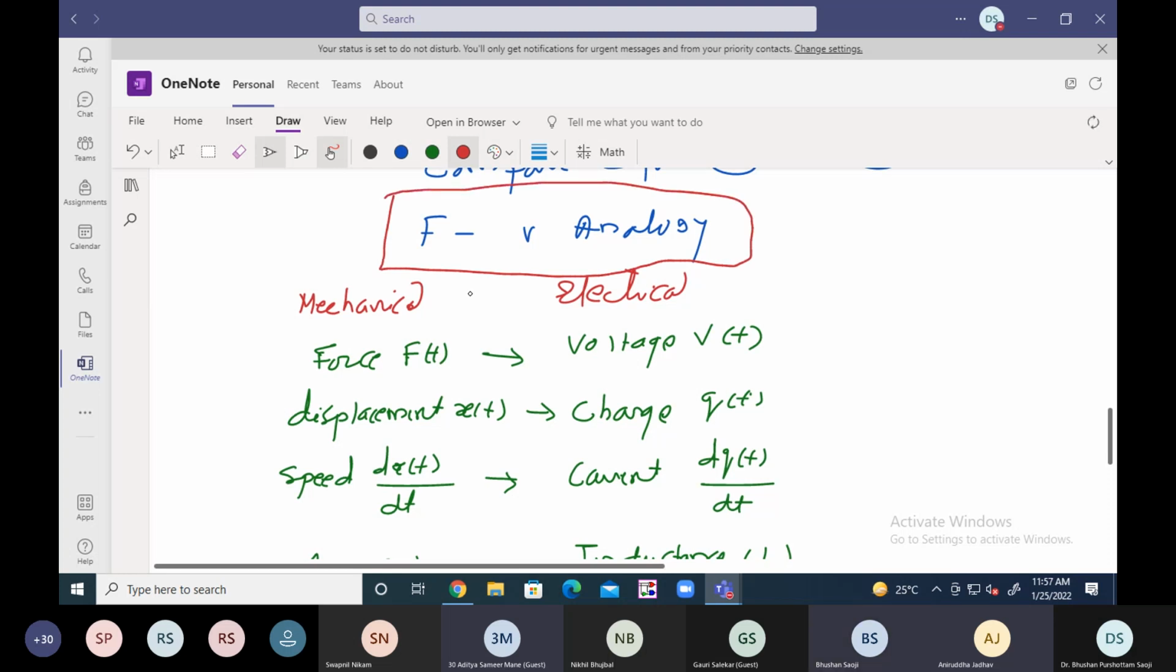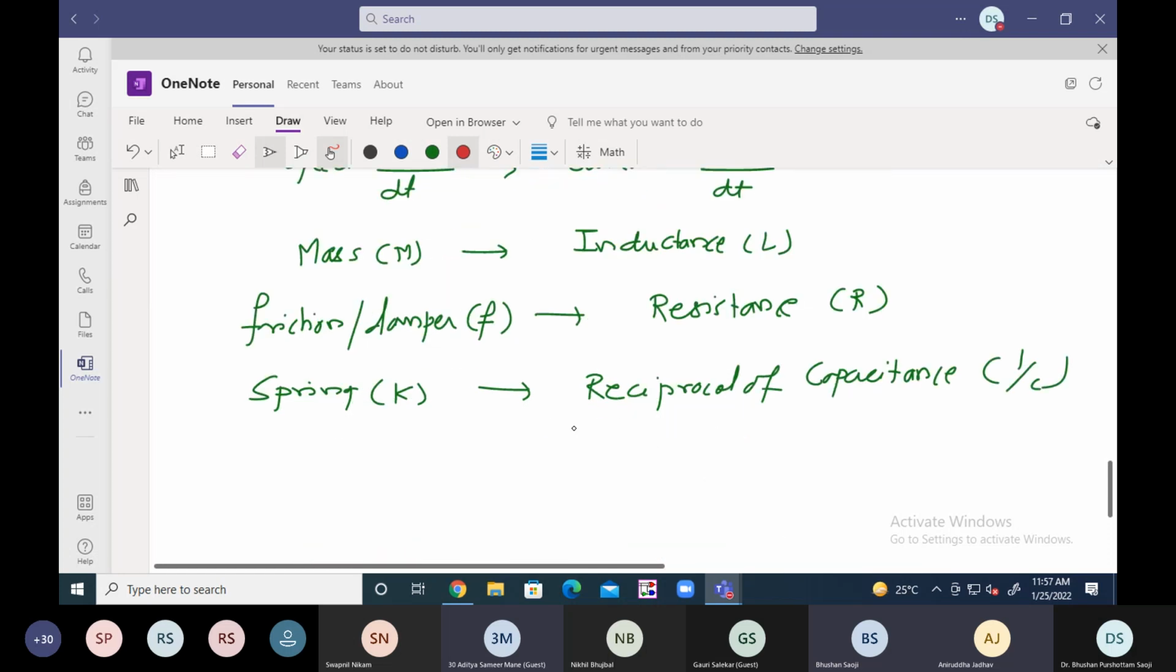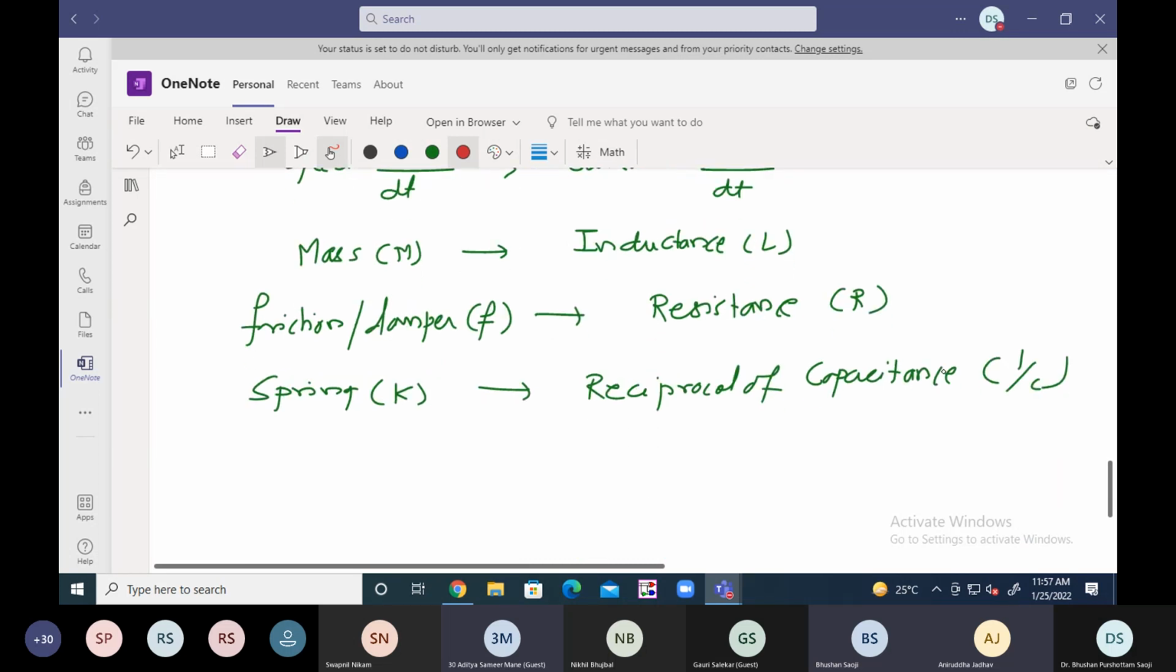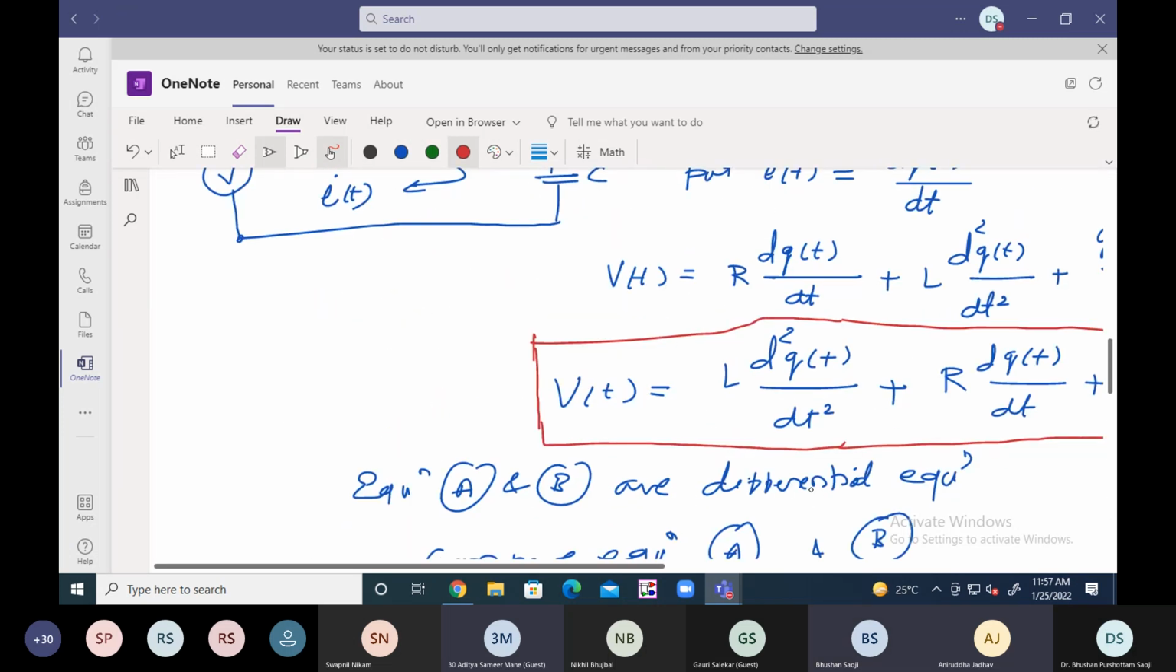In force to voltage analogy, first we draw the mechanical system and then we draw its electrical equivalent, or vice versa. If the electrical is given, we can convert it into mechanical also. If the voltage is there, we say it is a force. If there is a charge, it is a displacement. If there is current, it is speed. If the mass is there, we have the inductance. If friction is there, it is a resistance. And if the spring is there, it is the reciprocal of the capacitance. So this is your force to voltage analogy.